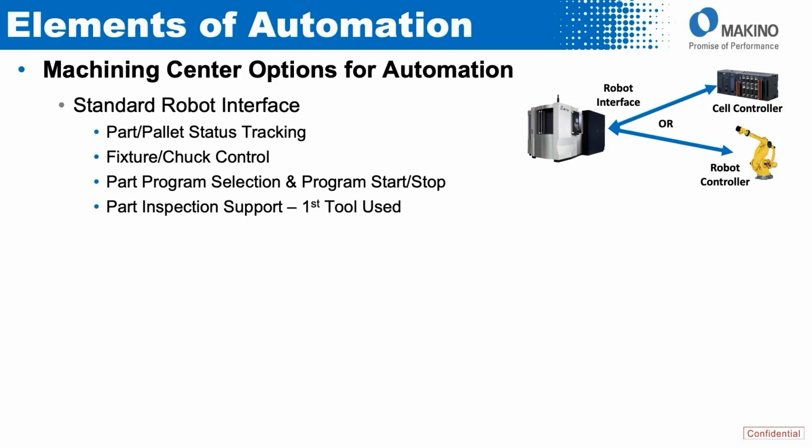At Makino, we have developed some standard robot interface platforms based off the particular needs of the automation. A couple of features of our robot interface have to do with pallet and parts status tracking. We want to know the status of the parts and the pallets in the machine. So when we load a part or a pallet in the machine, we know what part number it is, maybe what part type, and what program we have to run. That's all stuff we want to make sure we handle within the machining center.